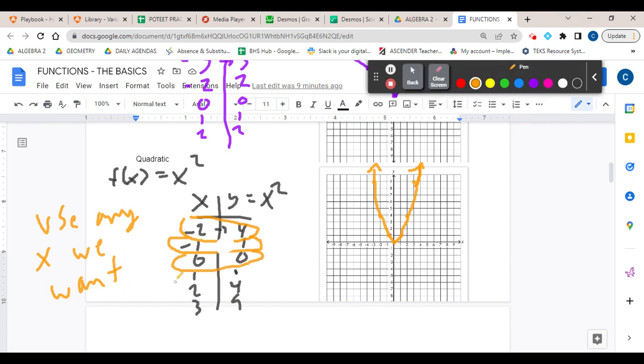0, 0 is a point. 1, 1 is a point. 2, 4 is a point. 3, 9 is a point. Okay? And so this orange parabola is a line that encompasses all the points that this function would dictate there are. So every point on this graph has an x value and a y value, and the y value is the x value times the x value.